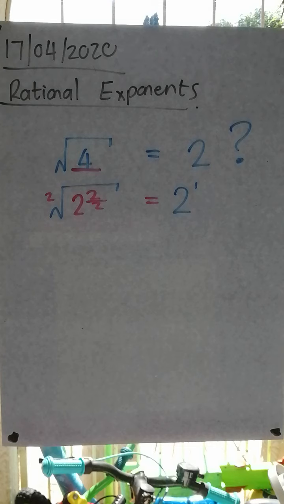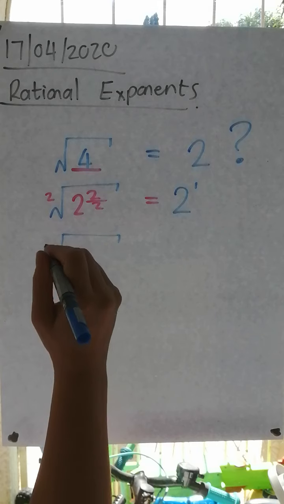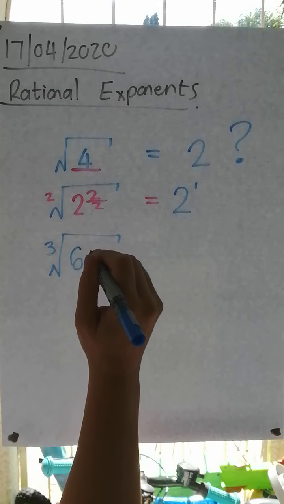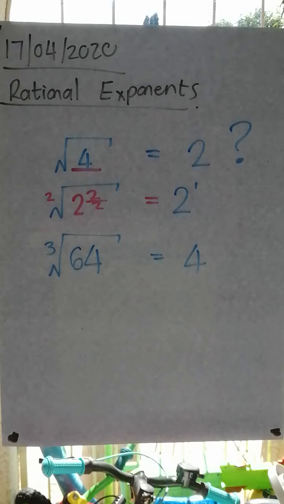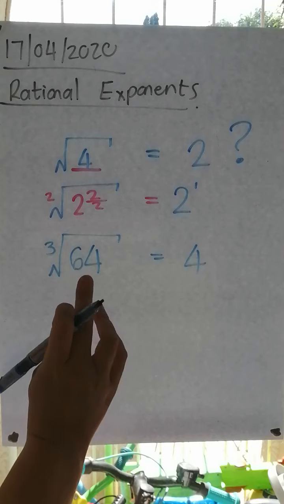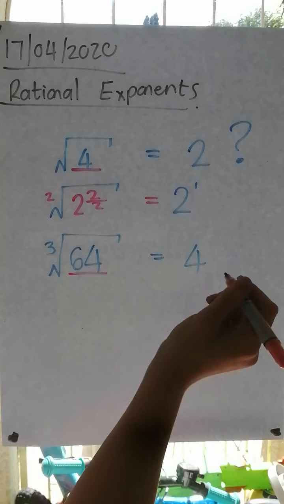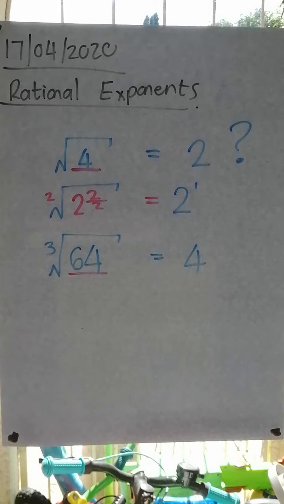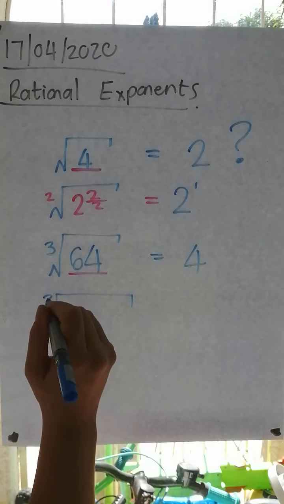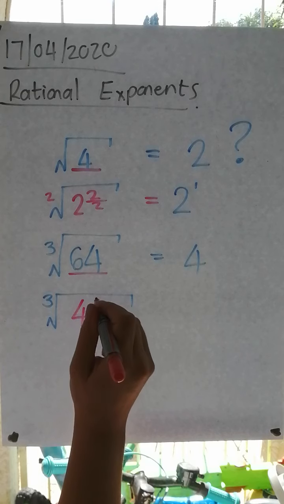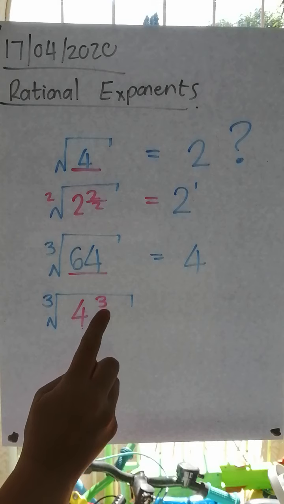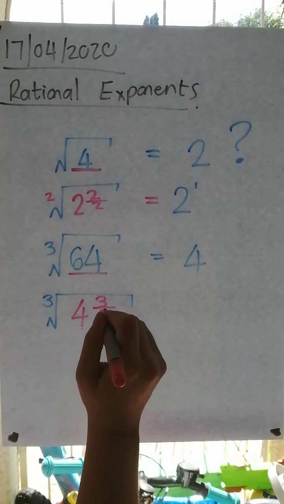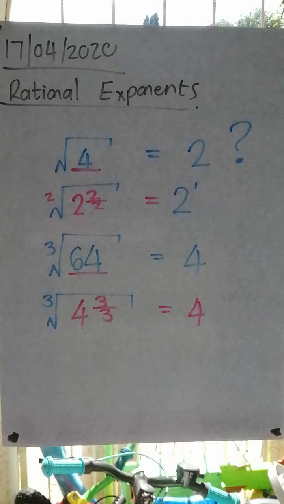And it would work the same with cube roots. Why is the cube root of 64 equal to 4? Now, I've taken this out of my head, let's see if it works. If I write 64 with a base of 4, I would have the cube root of 4 cubed. And what do I do as an exponent? I divide the exponent by the number on the outside. So I divide this by 3, and I'm left with 4.